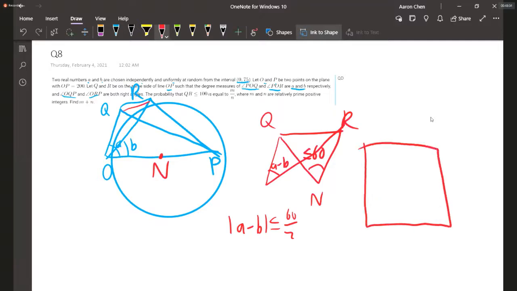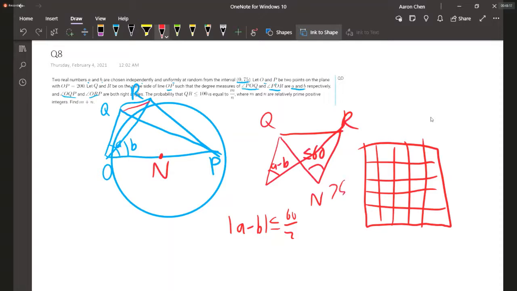And so now you can draw a 5 by 5 grid of squares. This is 75 and this is 75. So each side of this is 15. And so the answer basically corresponds to this shaded in region.